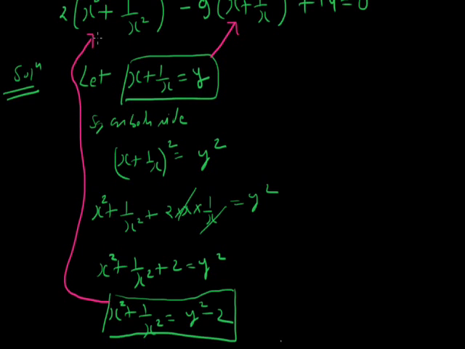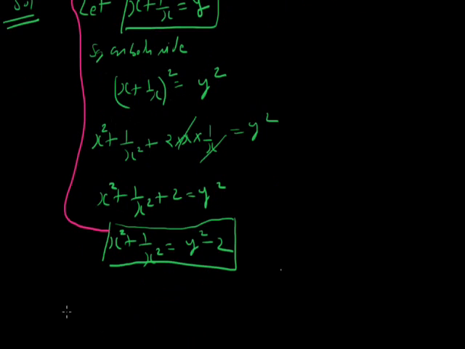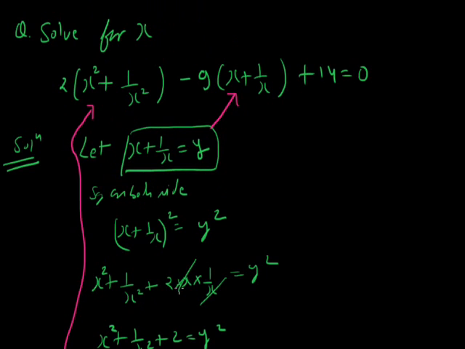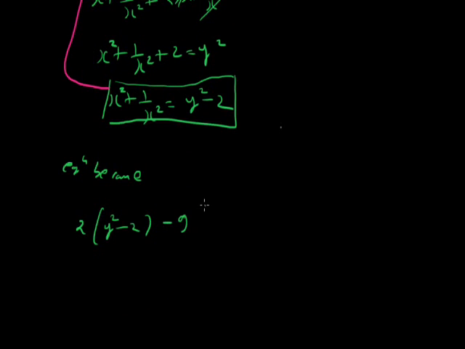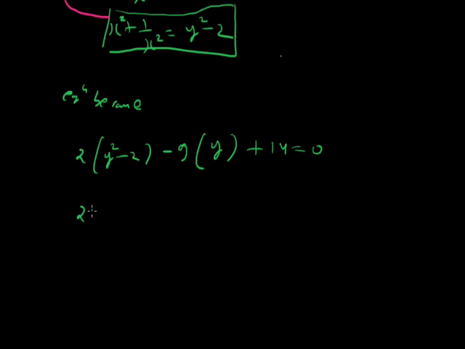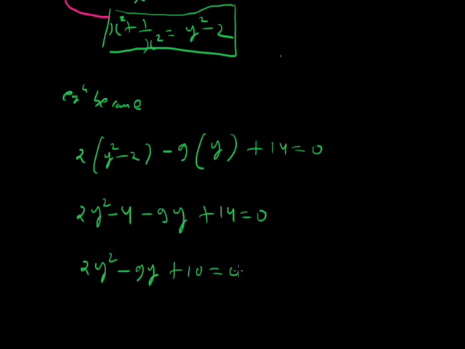On substituting these values, the equation becomes 2 times y square minus 2 minus 9 times x plus 1 upon x. In place of x plus 1 upon x, I have to put y. Then plus 14 equals 0. Now open the brackets. So 2y square minus 4 minus 9y plus 14 equals 0. So 2y square minus 9y minus 4 plus 14, I get plus 10, equals 0.